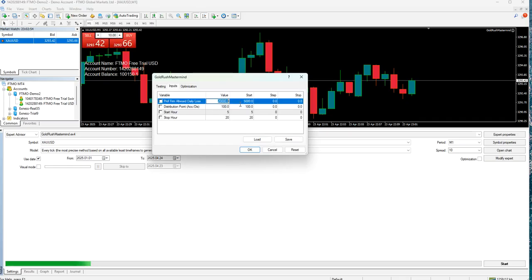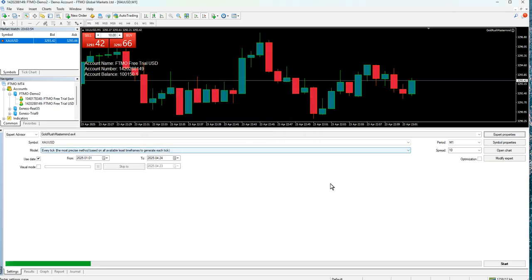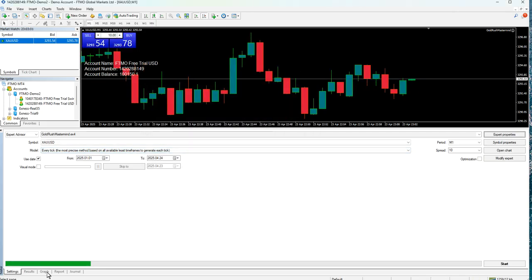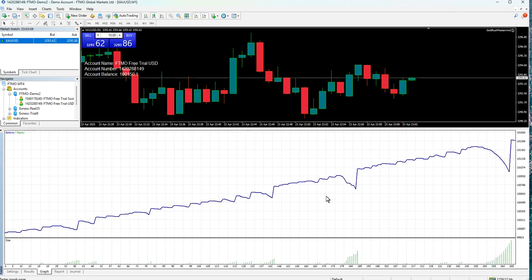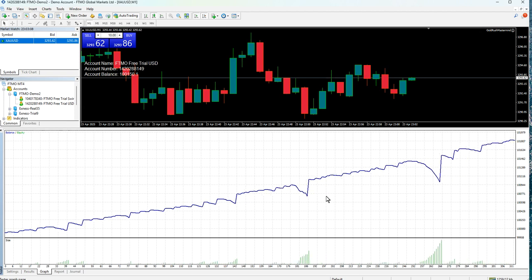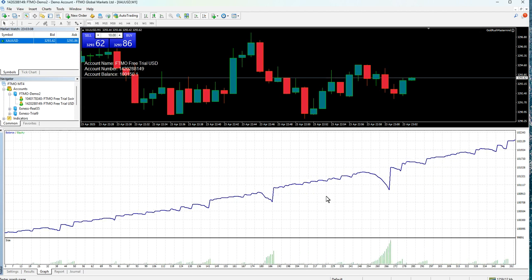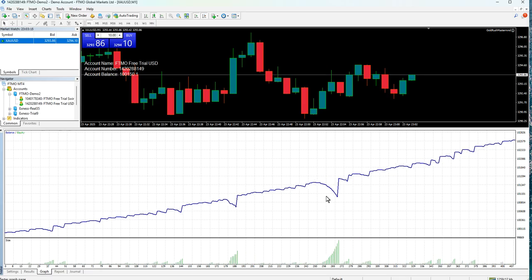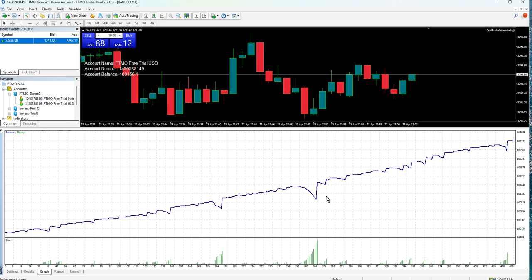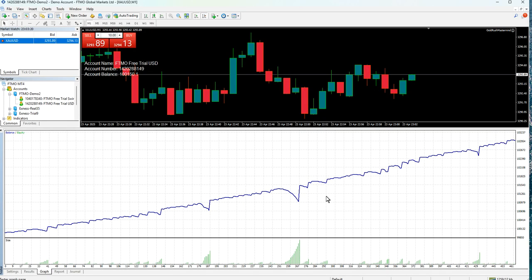So there is 5,000. Let us try this. That is it. So let us keep our eyes on the graph and let us see how it actually covers. See, it's going on. The trades are going on.